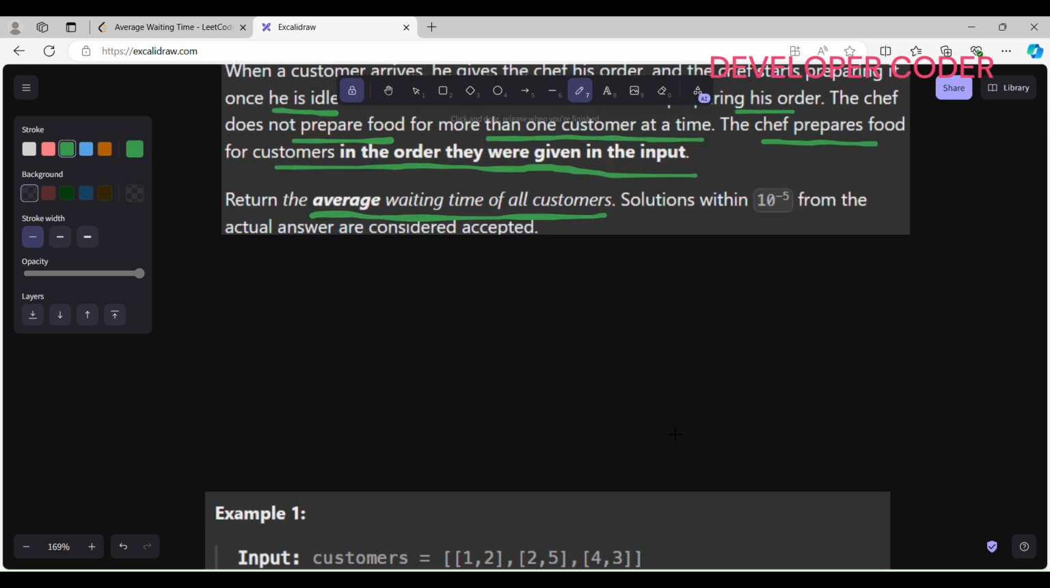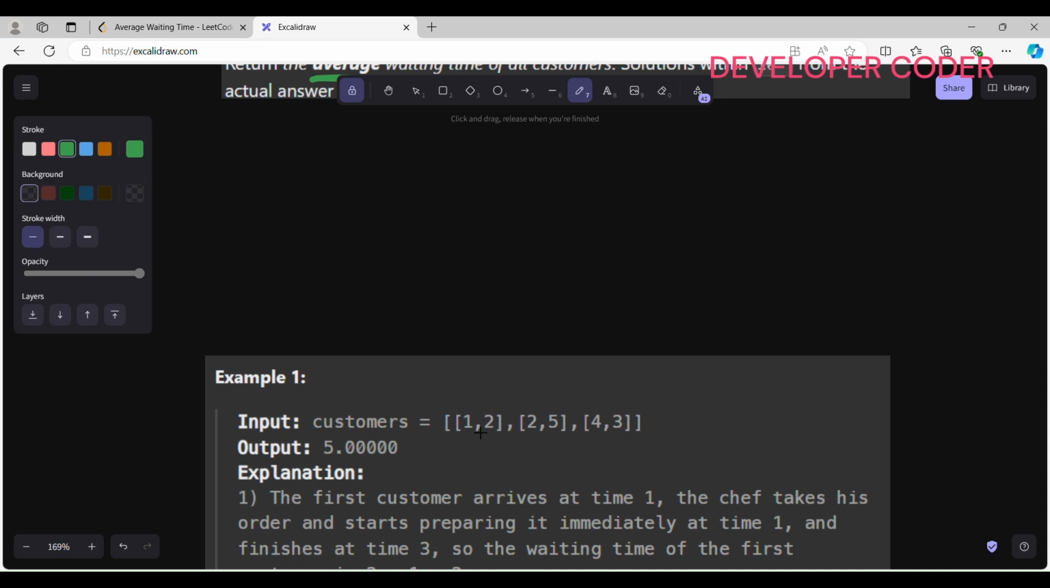See here, this is example 1. Arrival time is already sorted, so that is why you are seeing first 1, then 2, and then 4. This is my customer number 1, this is my customer number 2, and this is my customer number 3. First customer number 1 comes at time 1. Then how much time is the chef going to take to cook the food? 2. So 1 plus 2 is 3.